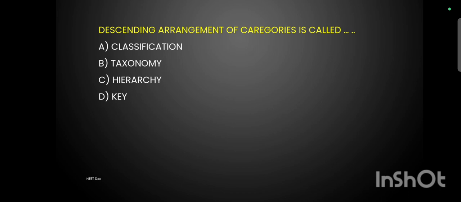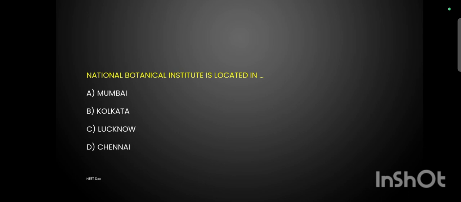Question: Descending arrangement of categories is called A, classification, B, taxonomy, C, hierarchy, D, key. So the answer here is C, hierarchy, which is either ascending or descending order of categories. Question: National Botanical Institute is located in A, Mumbai, B, Kolkata, C, Lucknow, D, Chennai. So the answer here is C, Lucknow.